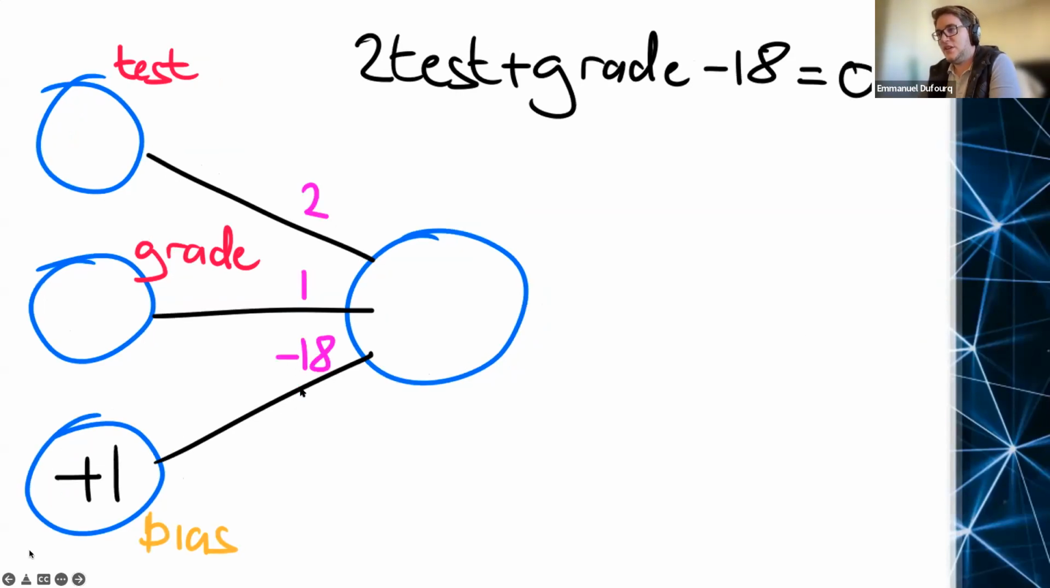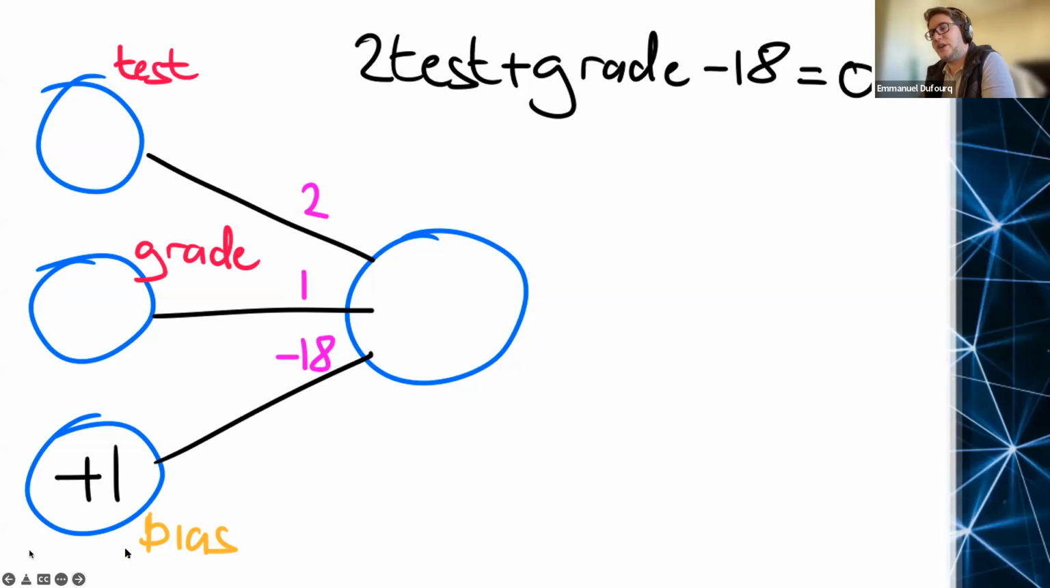Okay, so here is the answer. Here you can see that test has a value of 2 associated with it. So here's our input for test, and here is the weight of 2 that is associated with test. Grade has a value of 1, even though I didn't explicitly write the 1. Here's our input for grade, and here is the value of 1. And here is this intercept, and it has a value of -18, and the value of -18 is here.